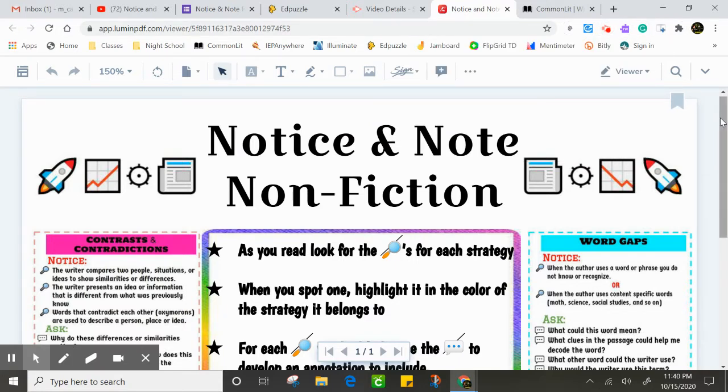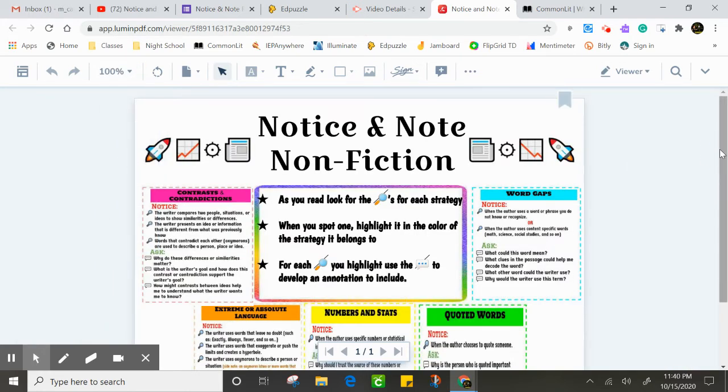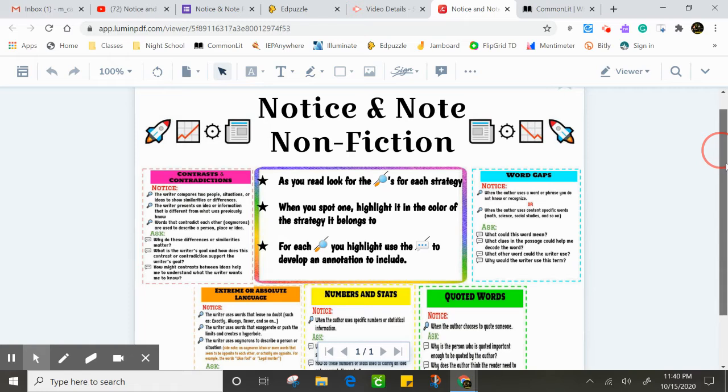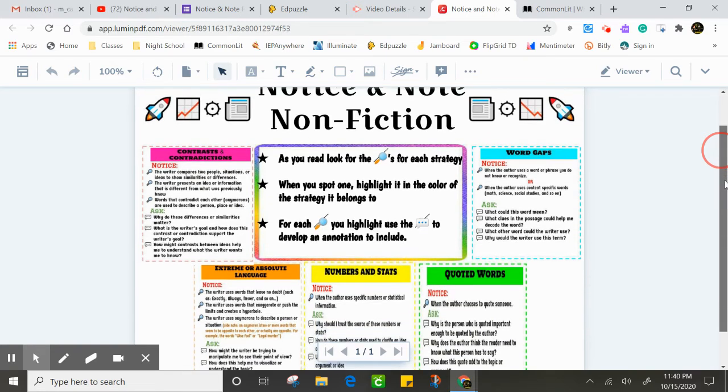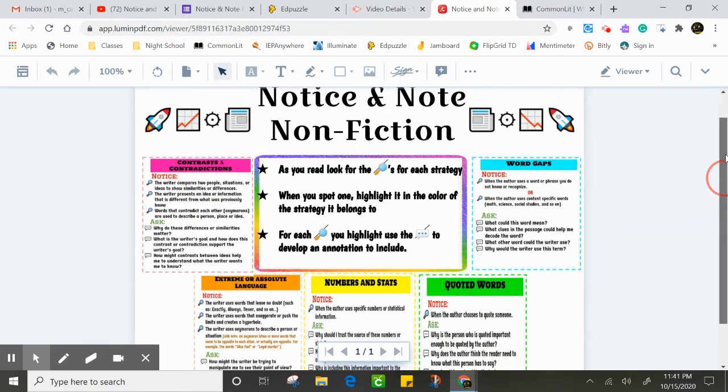So again, here you can see I've opened up the poster that is provided to you guys in your class materials at the top of Google Classroom. And I have the notice and note for nonfiction printable poster open here. So we are going to be looking at the contrast and contradiction in extreme or absolute language. So these two are the only two that have been presented so far in class. In the future, we will be adding in the numbers and stats, quoted words, and word gaps. You'll notice there is no purple in this one, so nonfiction's a little bit less complicated than the fiction.